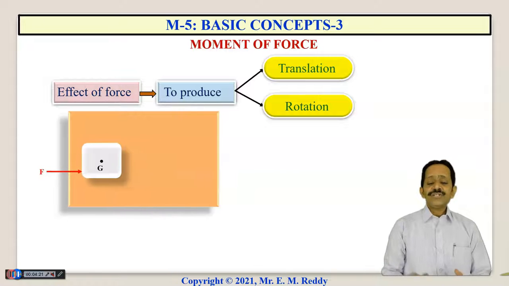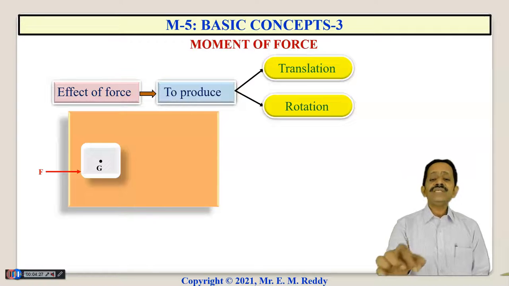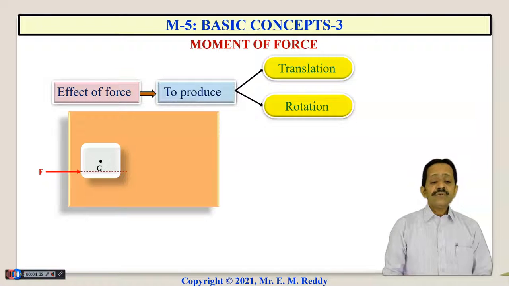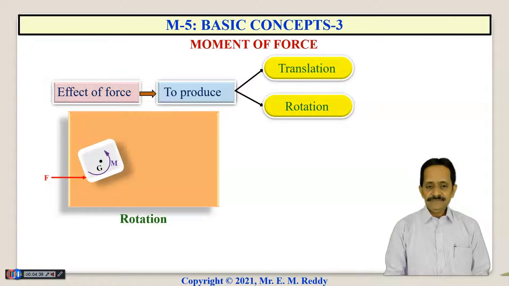Suppose, let us assume that this body is fixed to the horizontal surface at the center of gravity. So G is fixed. Now force is applied at the corner. What is the effect of this force on the body? It tends to rotate the body about G. The position of G is not changing, hence the body is not having translation. But the body is rotating about G. So the body is having only rotation.